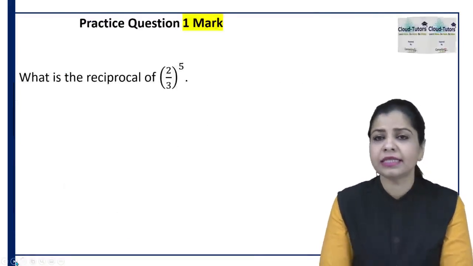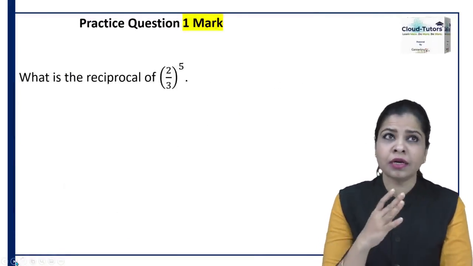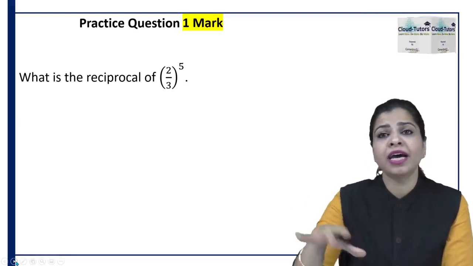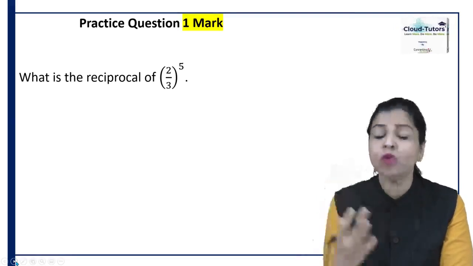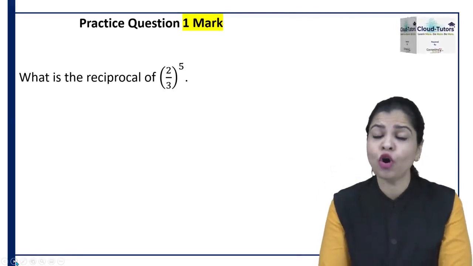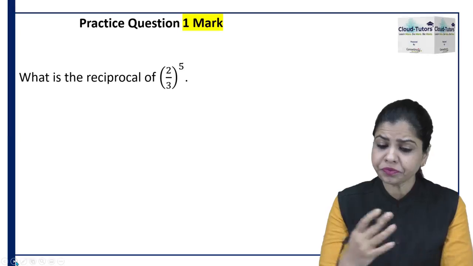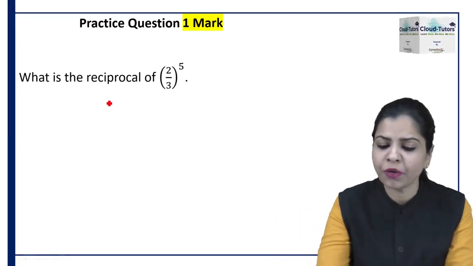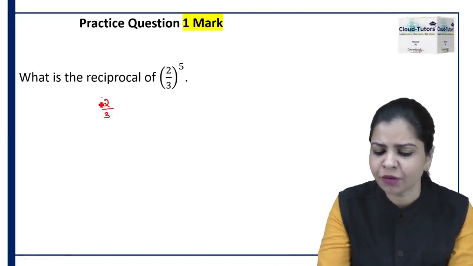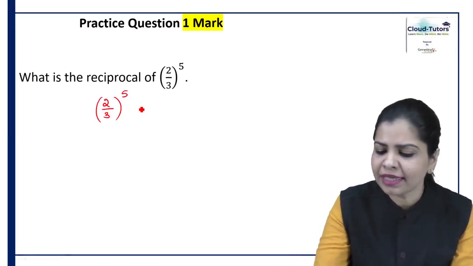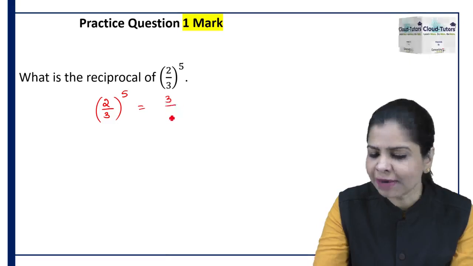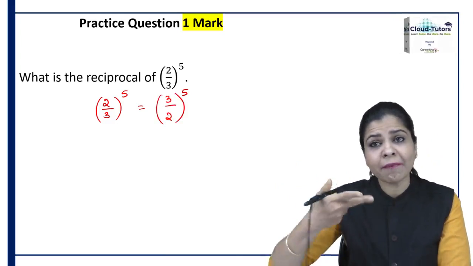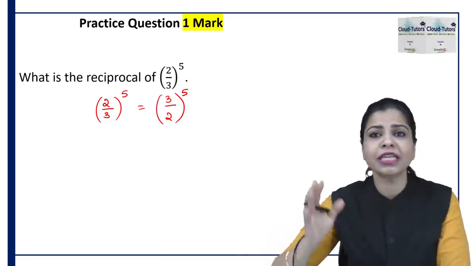Now, let's understand a few wordings, what they actually mean while we are solving questions. So what is the reciprocal of 2 by 3 whole power 5? Reciprocal means what? You have to invert the number. So how do you invert? This is the number given to you. You have to write the reciprocal of this. That becomes 3 by 2 power 5. Remember, the power doesn't get inverted. The number itself gets inverted. So it is 3 by 2 power 5.